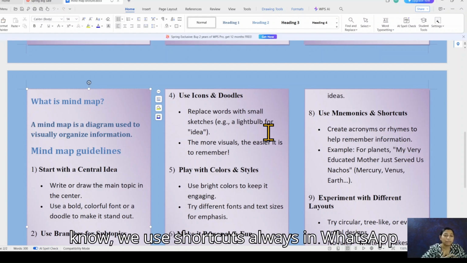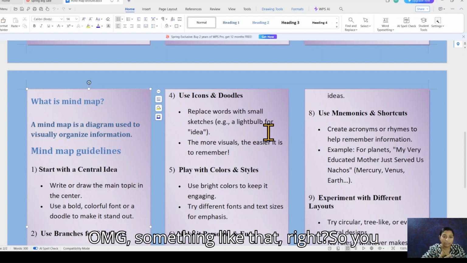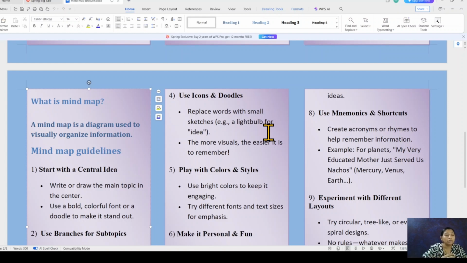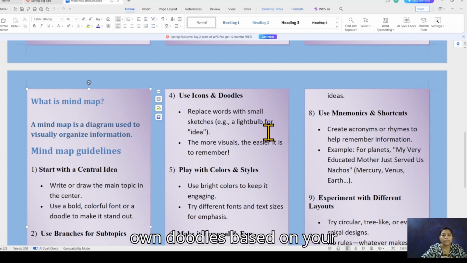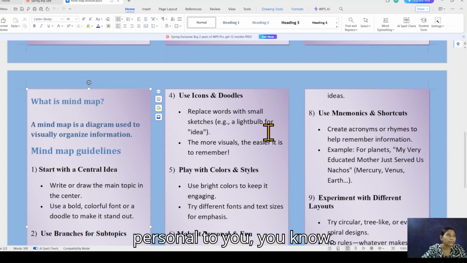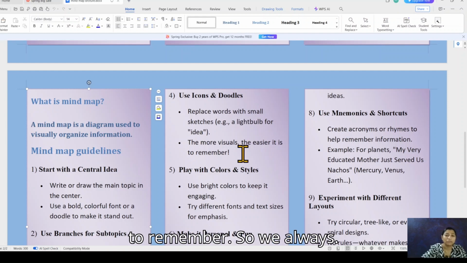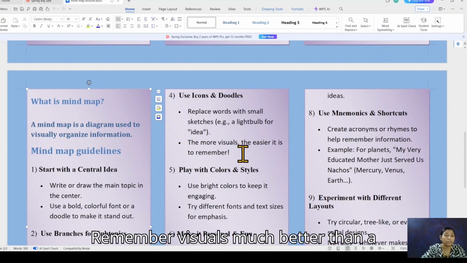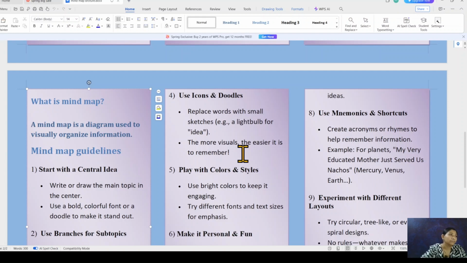We use shortcuts always in WhatsApp messages, like LOL, OMG, something like that, right? So you can create your own shortcuts or your own doodles based on your understanding of a concept, which can be personal to you. You know, so the more visuals, the easier it is to remember. We always remember visuals much better than a sentence, which is dry and boring.